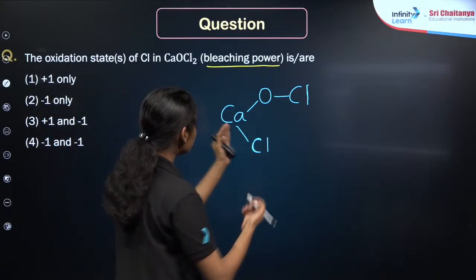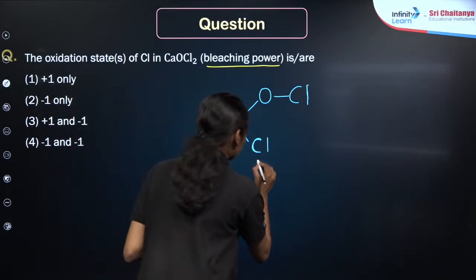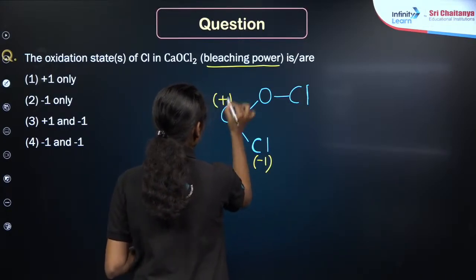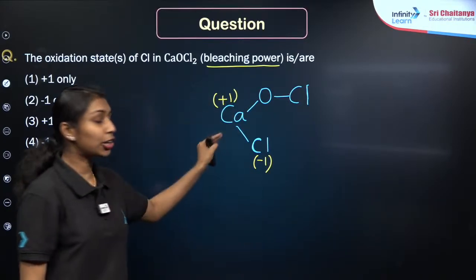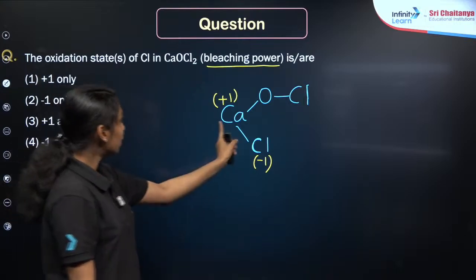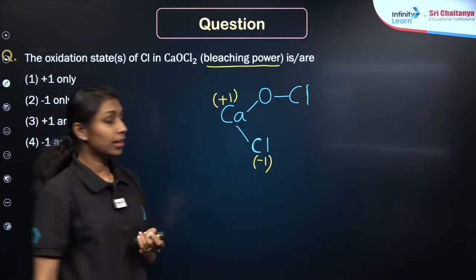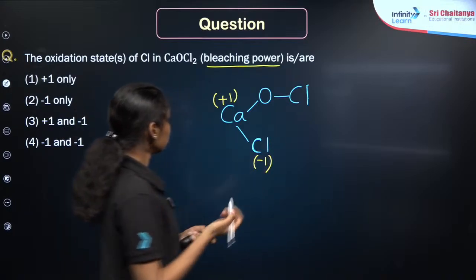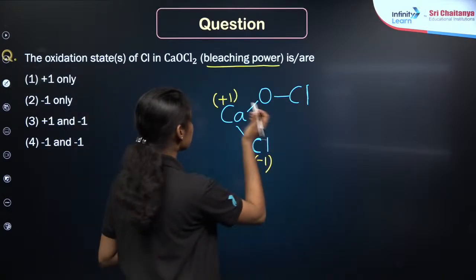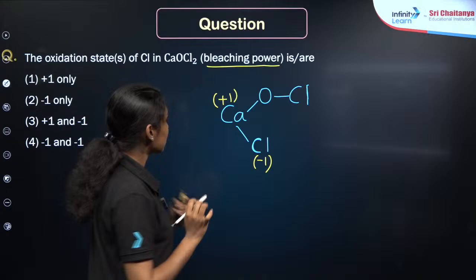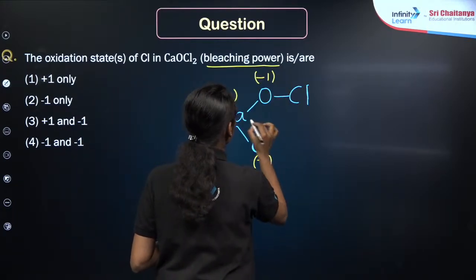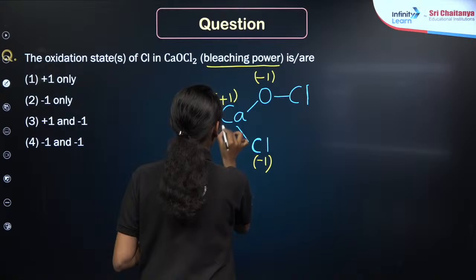So it will attract this pair of electrons, acquiring a -1 charge. Then calcium will acquire a +1 charge, because of their electronegativity difference. Then what about calcium and oxygen? Here also oxygen is more electronegative, so it will acquire a -1 charge. Then calcium will acquire +1 again.